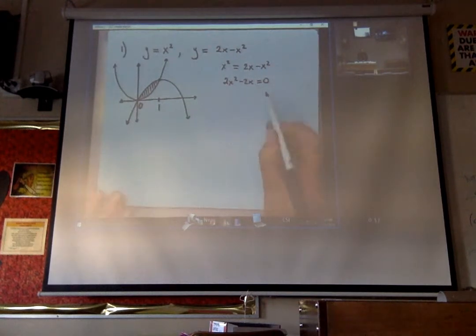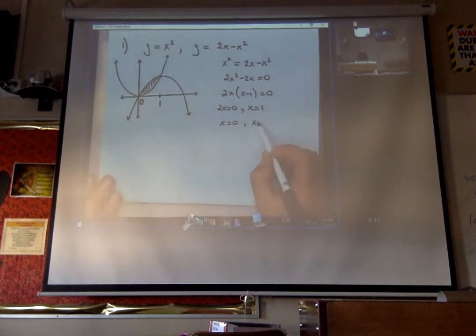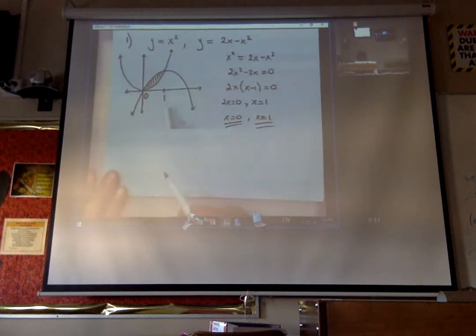Manually, you factor out 2x, and you get x minus 1. Zero product property: x equals 0, x equals 1. Well, I already said x equals 1, so that's okay. So this is what you have. Here's your 0, here's your 1, right?